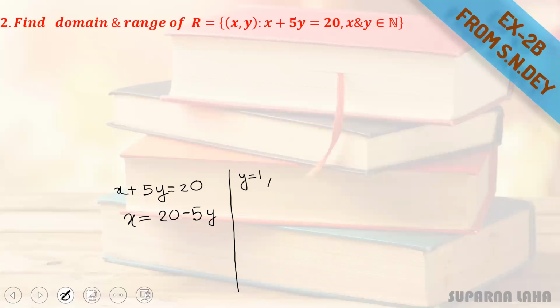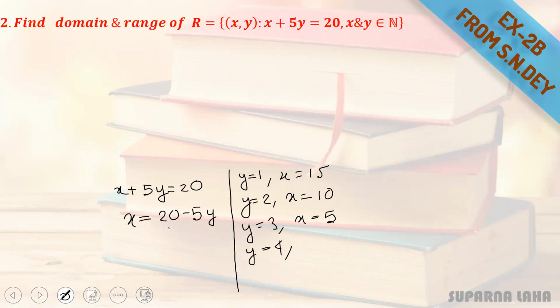That means x is what? 20 minus 5, 15. y is equal to 2. x is what? 5 times 2 is 10, 20 minus 10 is 10. y is 3. 5 times 3 is 15. So 20 minus 15 is 5. y is equal to 4. So 20 minus 20 is equal to 0, and 0 does not belong to the set of natural numbers. So we will not take this portion. So we will take up to this 3.